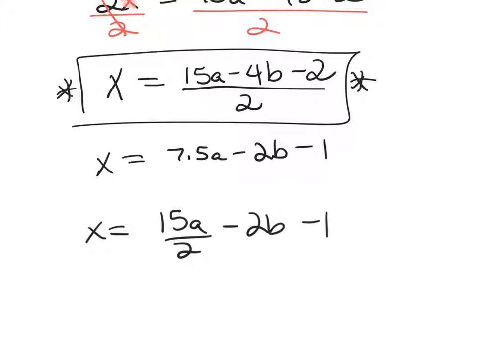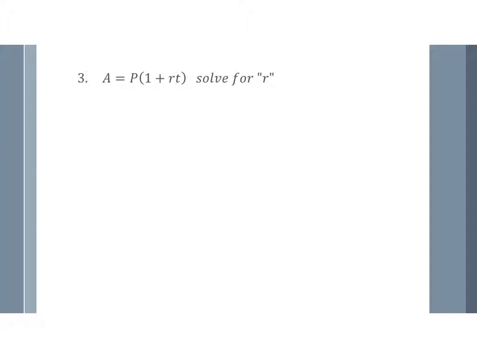All right, let's try another one. Here we go again with some principal and some interest and some time. So let's go ahead and solve for r. So my variable r is right here. I'm going to distribute the p first, and then I'll start moving things. So a is equal to p, so p times 1, and then p times RT.